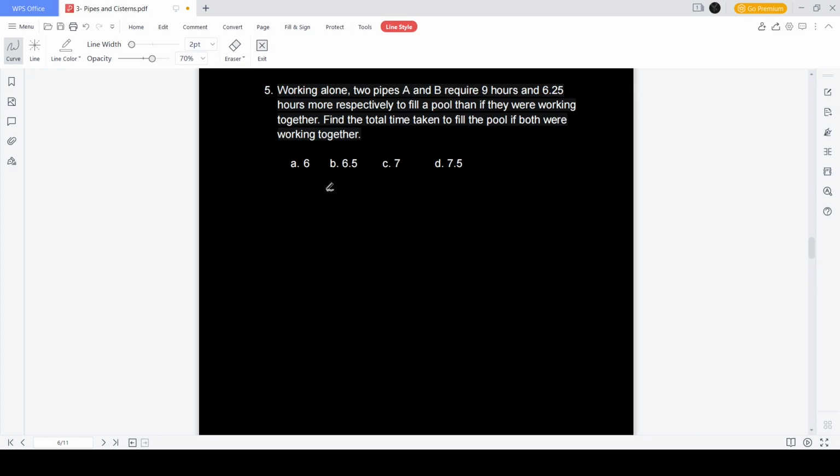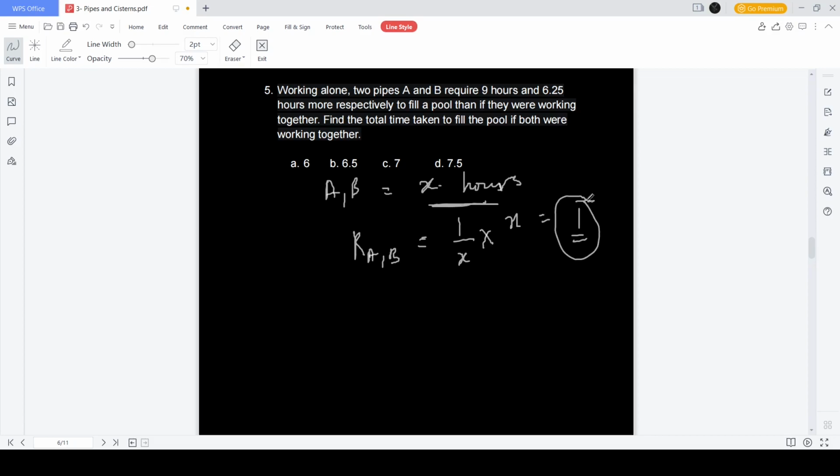So let's assume A and B together take x hours to fill the tank. If A and B take x hours to fill the tank, in 1 hour, how much do they fill? That is the rate of A and B, which is 1 by x, because if they take x hours, multiplying this by x gives 1, which is filling the tank. So the rate of A and B working together is 1 by x. We agree with that.